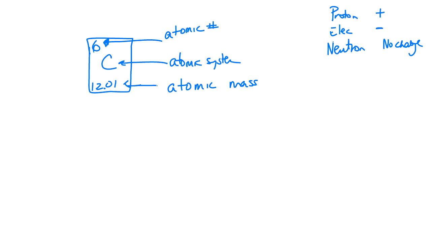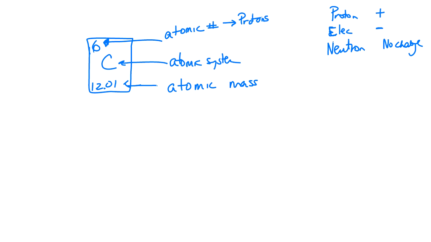Okay, so there's these particles. Now, how do I know how many? I want you to be able to identify how many protons, electrons, and neutrons are in any particular atom of an element, and this is how you do that. The atomic number always tells you the number of protons in an atom of that element, always. So there are 6 protons in every atom of carbon. It will not be carbon if there's 5. If there's 5, then it's another element. If there's 7, it's another element. All atoms of carbon have 6 protons.